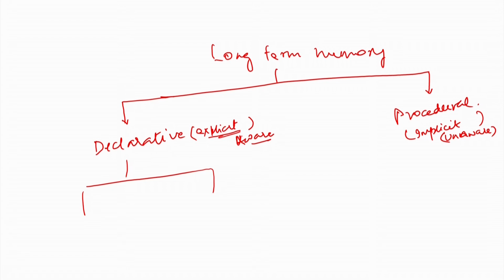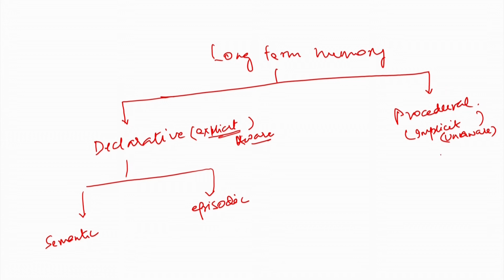Now, looking at the subdivisions, the declarative memory is divided into two: we have the semantic memory and we have the episodic memory. The upcoming few lectures will be focusing on the semantic and the episodic.